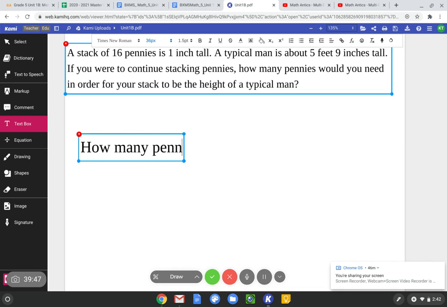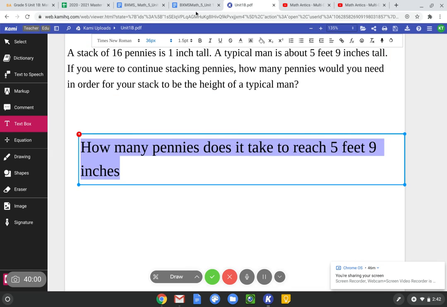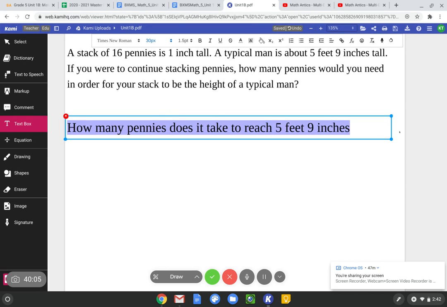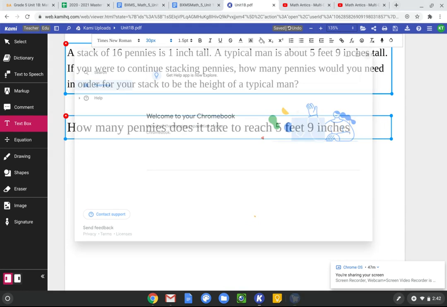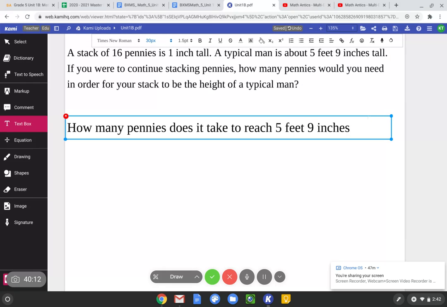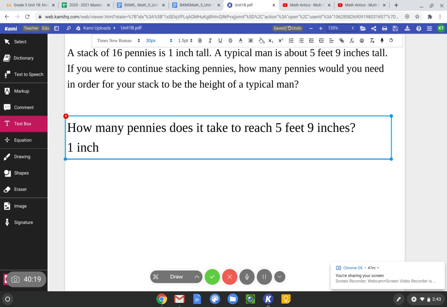How many pennies does it take to reach 5 feet 9 inches? Y'all are too smart to fall for their weird language. Oh, I meant to press question mark. Okay. So 1 inch equals 16 pennies.